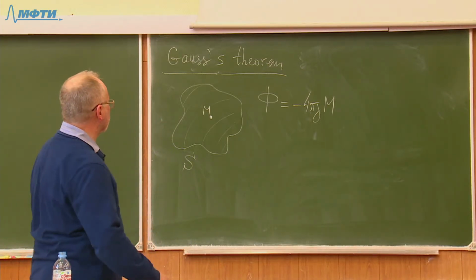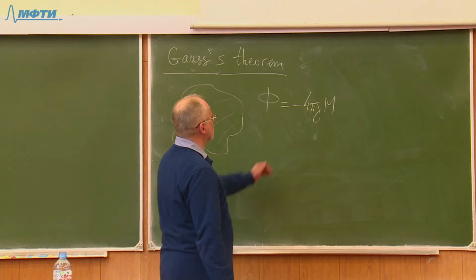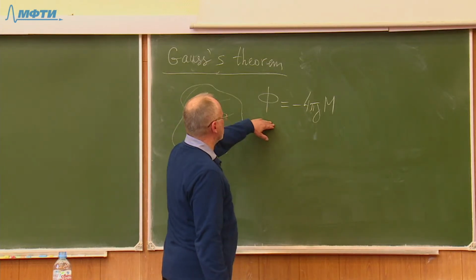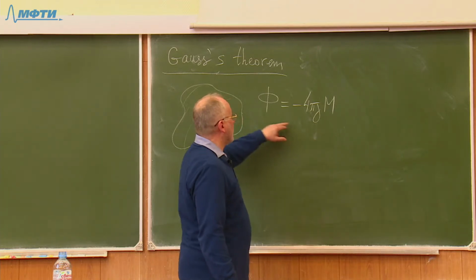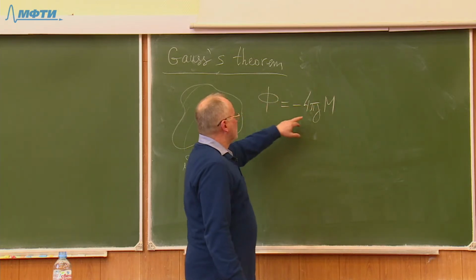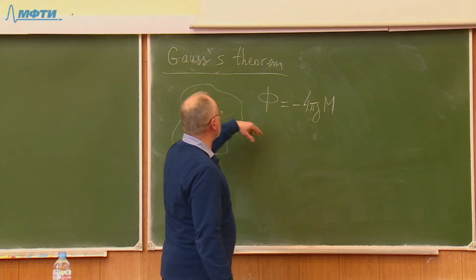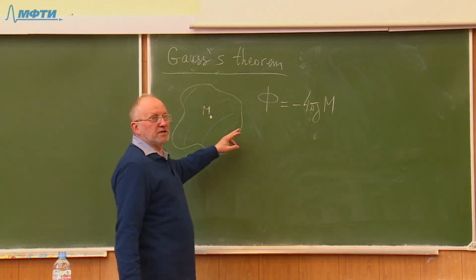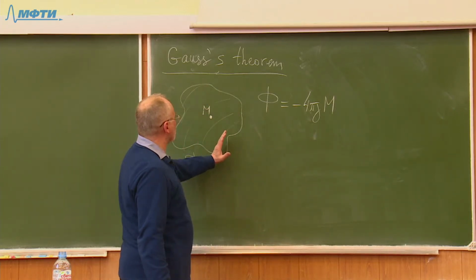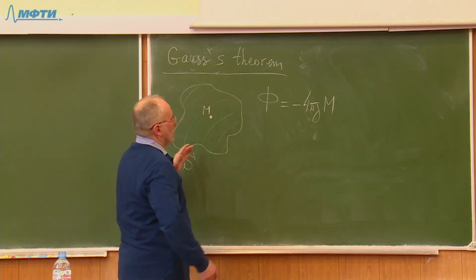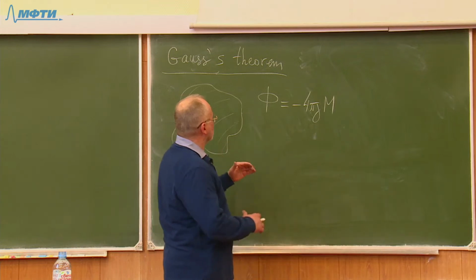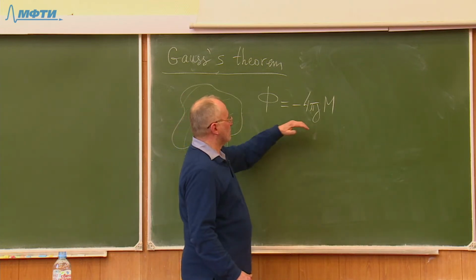Now we will discuss. That is the final result. That is the formulation of the Gauss's theorem. Now we will discuss it. First of all, what is striking about it? It does not refer to a particular surface. The form of the surface and the shape of the surface and the dimensions of the surface have nothing to do, have no influence on the final result.